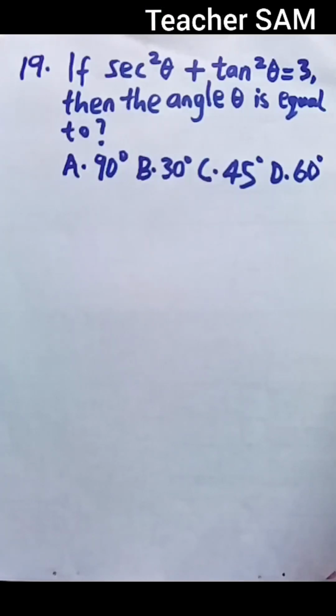Okay, we have another question. If sec square theta plus tan square theta is equal to 3, then the angle theta is equal to: A, 90 degrees; B, 30 degrees; C, 45 degrees; and D, 60 degrees. Okay, let's solve that.